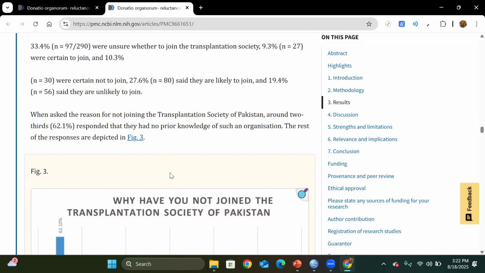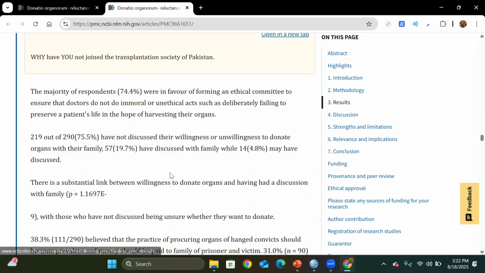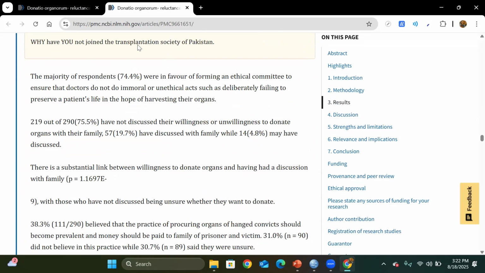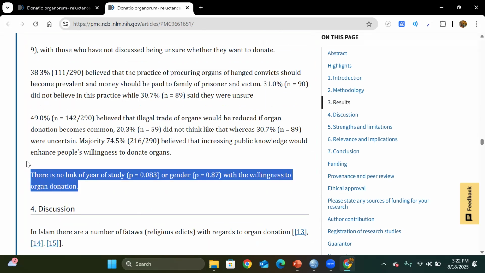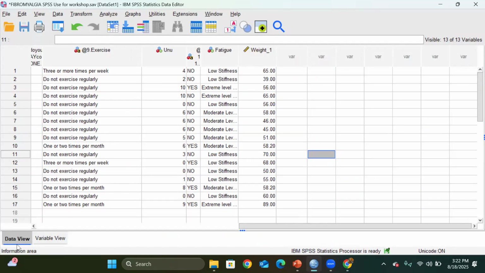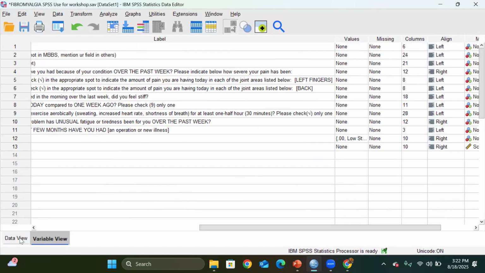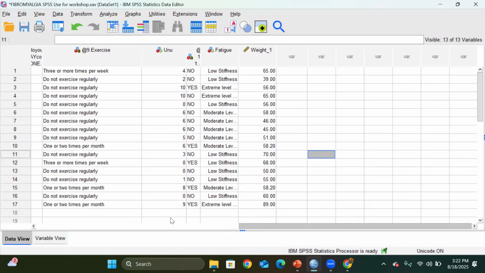I'm not applying any test. I'm just describing my data. The majority of students reported this and that, and then at the end we have done the chi-square test and explained it.